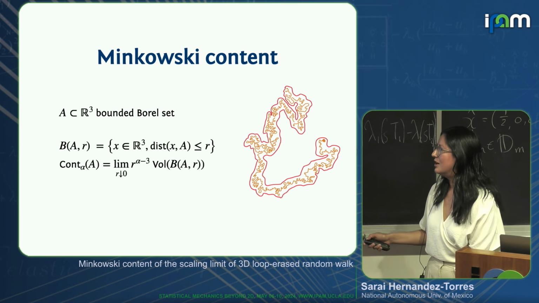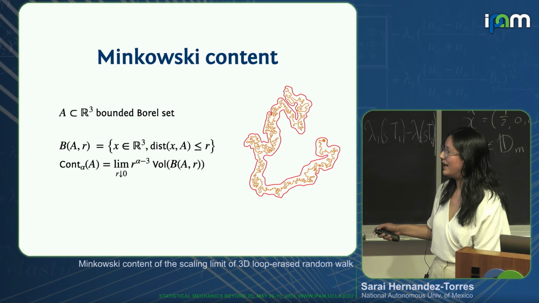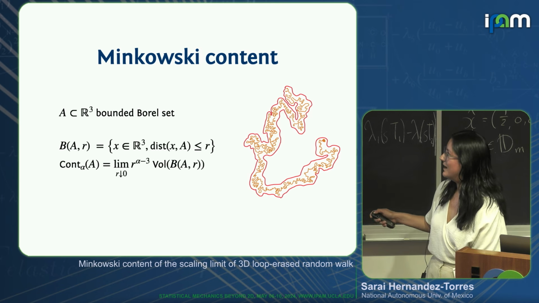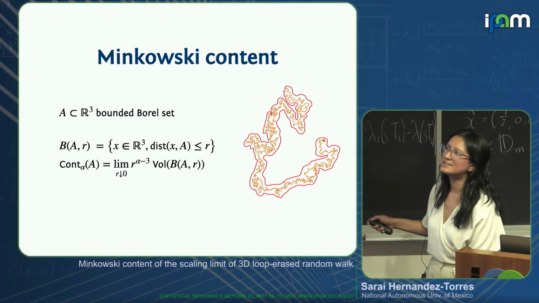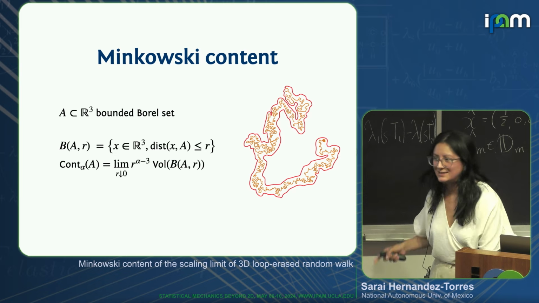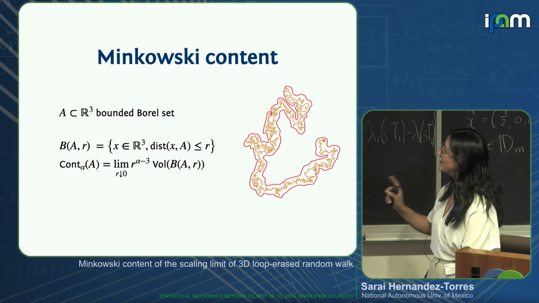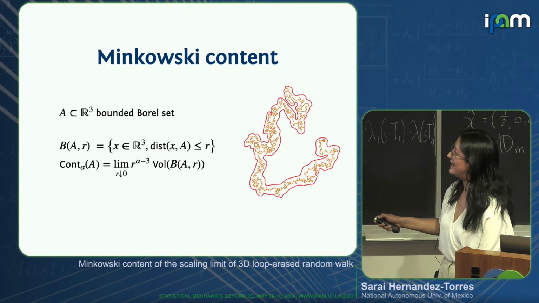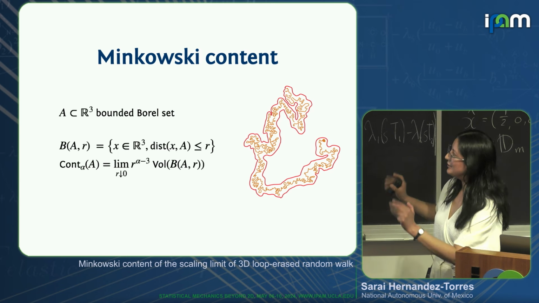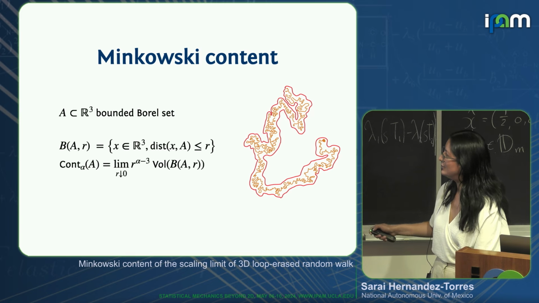So let's think about all the points that are at distance smaller or equal to R. Here is my loop-erased random walk. Well, let's think about the scaling limit. Yes, we want the Minkowski content of the scaling limit. So this is K, and now we take an enlargement of K. So this looks a little bit larger.